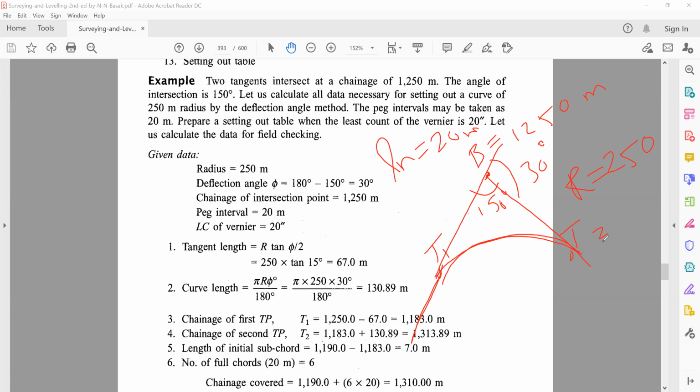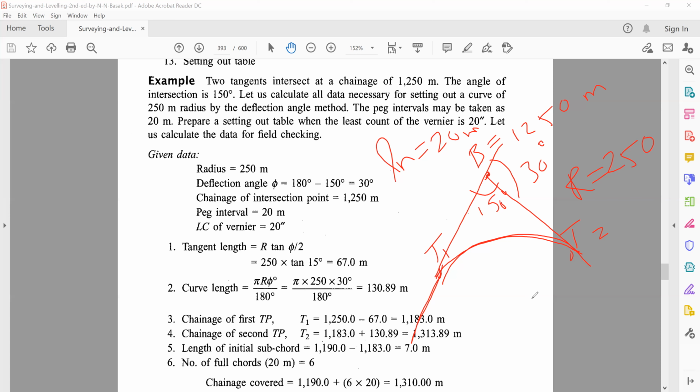Now, like I told you before, for any design or layout of a simple circular curve, they would give you either the intersection angle or the deflection angle, which they have, and they would give you the radius or degree of the curve, which they have given you as the radius. One additional piece of information they have given you is the chainage of the point B. That can be used or cannot be used, depending, but since they have given it, we are going to use it in the question.